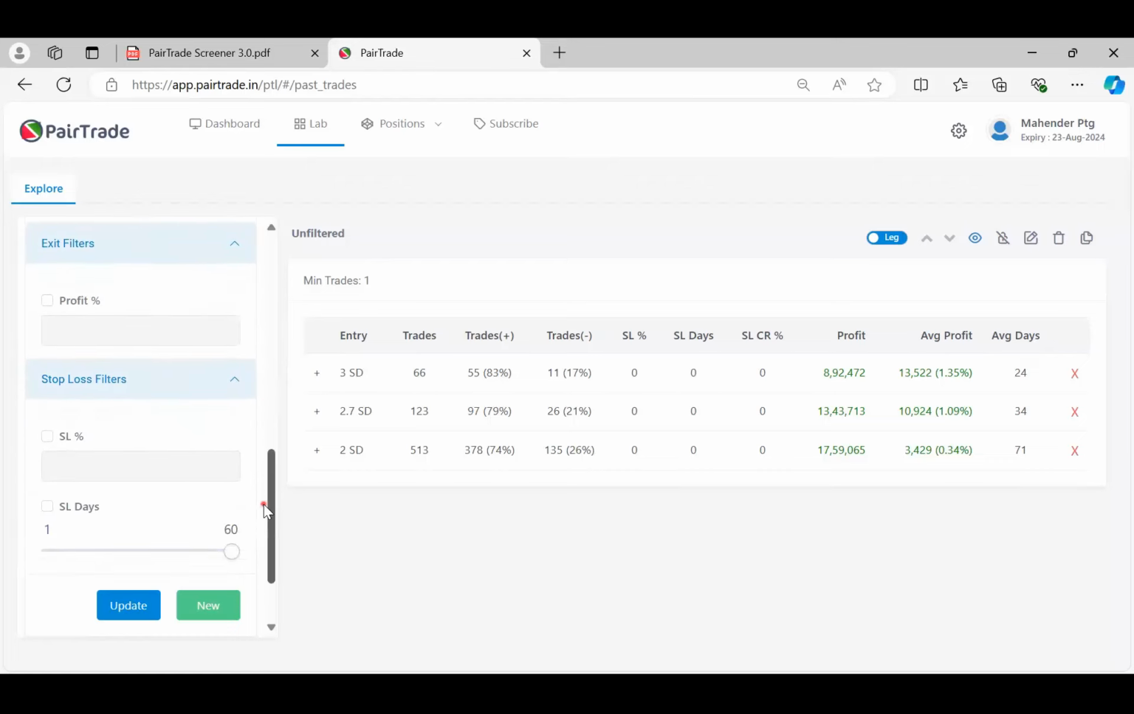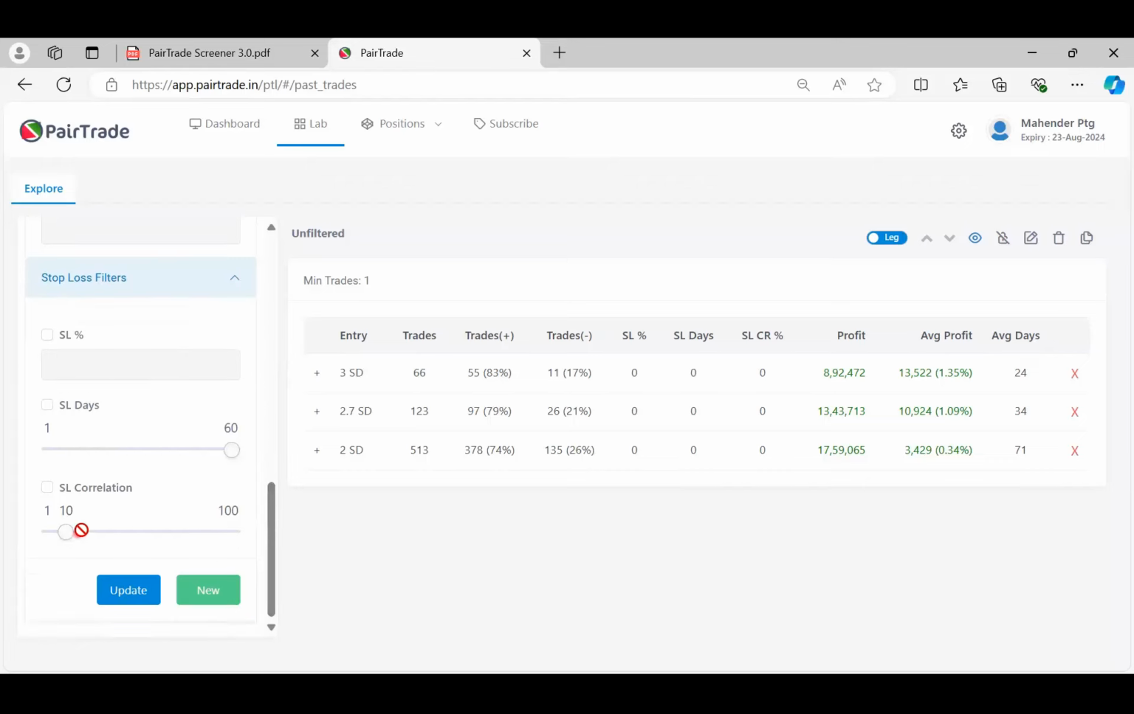Similarly there are exit filters. One is the profit percentage. I want to get out of the trade with a certain profit percent, maybe 1%, 2%, half percent like that. Similarly, stop loss filters are there: stop loss percentage, stop loss days, and stop loss correlation.